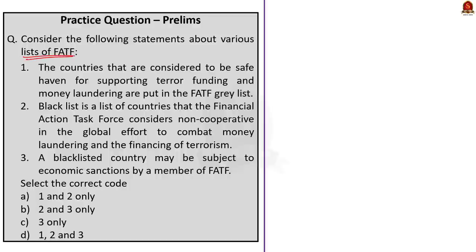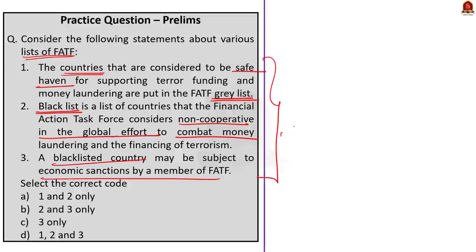Statement 1. The countries that are considered to be safe haven for supporting terror funding and money laundering are put in the FATF grey list. Statement 2. Black list is a list of countries that the Financial Action Task Force considers non-cooperative in the global effort to combat money laundering and financing of terrorism. Statement 3. A blacklisted country may be subject to economic sanctions by a member of FATF. See, in this question, all of the statements are correct. Go through the statements again and take note of it, okay?